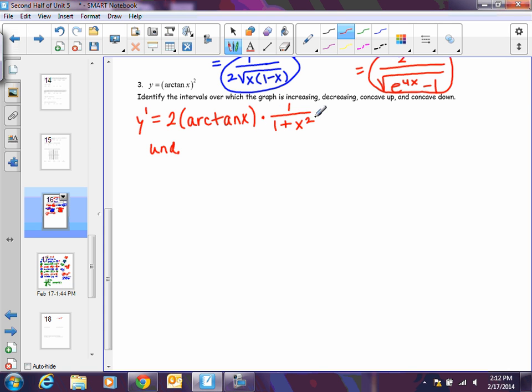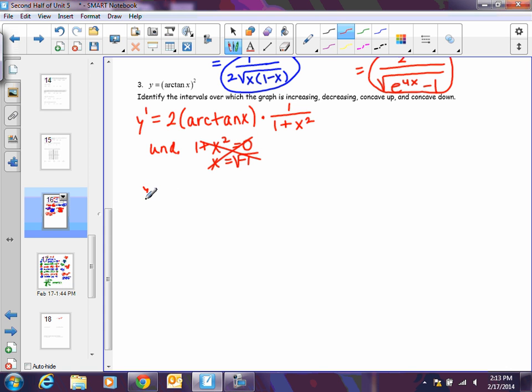What could possibly happen in this fraction that would cause it to be undefined? 0 on the bottom. So we go 1 plus x squared equals 0. And when I try to solve for x, if I subtract 1 and take the square root, I get imaginary numbers. The good thing is, whenever you get imaginary numbers, you just stop and pretend you didn't see that. We don't have to do it, because imaginary number stuff doesn't show up on the graph.